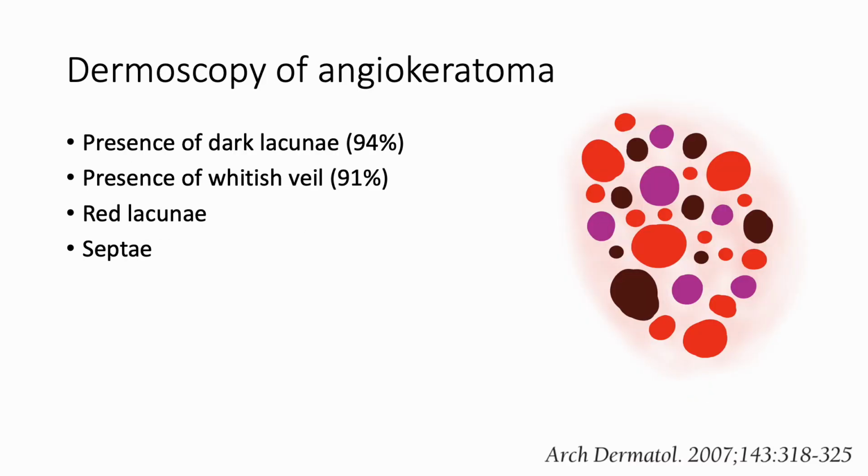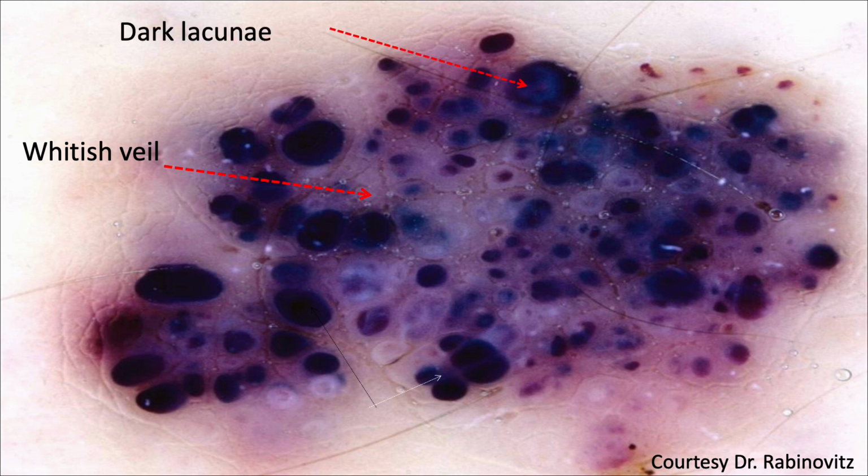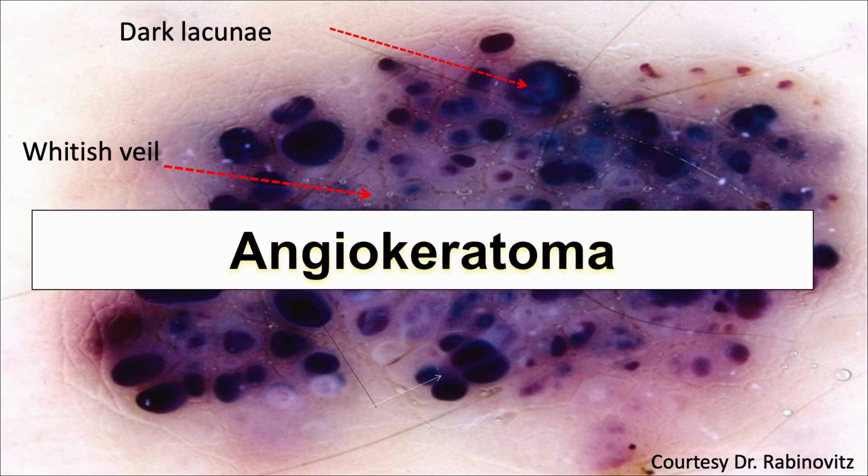But on dermoscopy, most of them look the same. And on dermoscopy, we have the presence of dark lacunae, the presence of a white veil. Also, you can have red lacunae and septa. Let's see some examples. In this case, you have the presence of a whitish veil on the central portion and dark lacunae. And the combination of dark lacunae plus whitish veil is very suggestive of angiokeratomas.